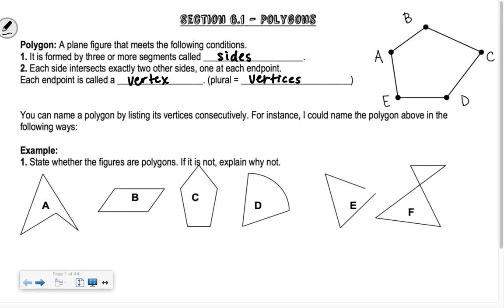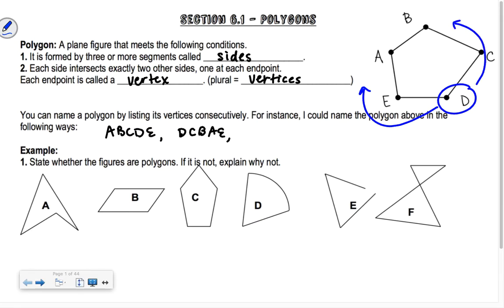So you can name a polygon by listing its vertices consecutively. For instance, you could name the polygon above in the following ways. So you could call it A, B, C, D, E. Or you could call it like D, C, B, A, E. So wherever you start, in whichever direction you go, you just want to go in that order. Does that make sense? So I could have D, E, A, B, C. Or I could have D, C, B, A, E. And so on.